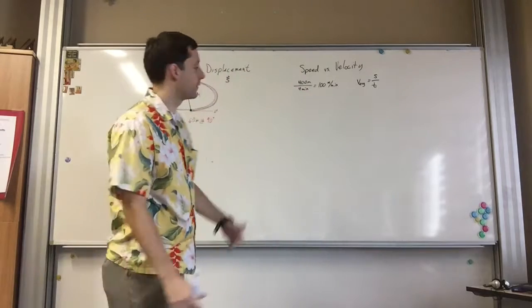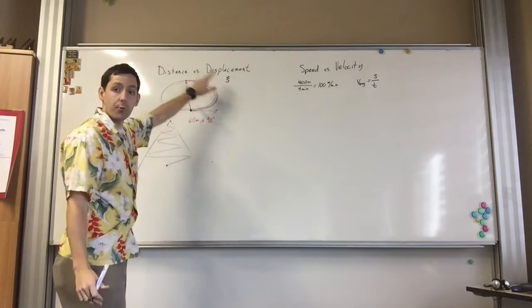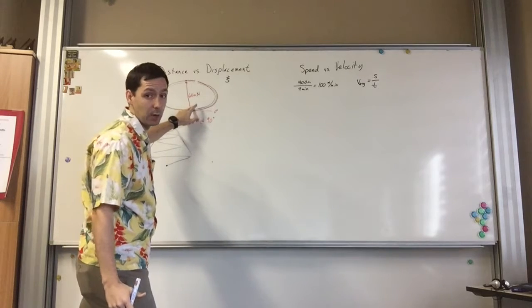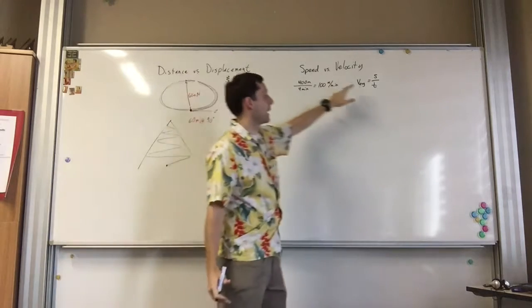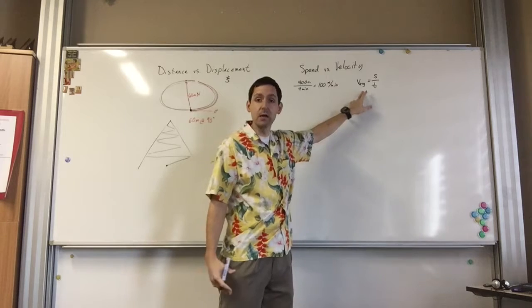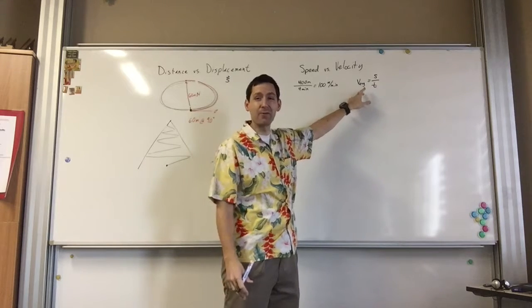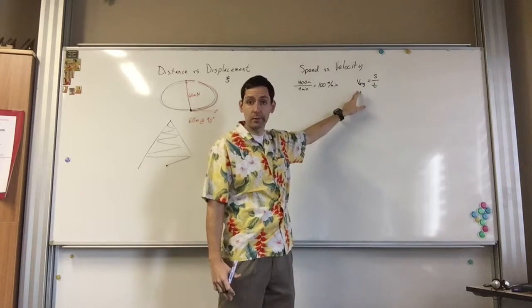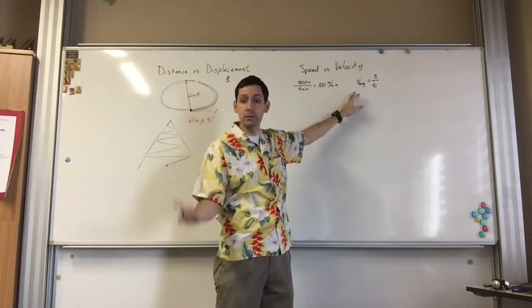Now, in the case of the track, if I were to run all the way around the track, we talked about if I go all the way around the track, my displacement is 0. And so if I were to find my average velocity for going all the way around the track, my average velocity would be 0 over 4 minutes, which would be 0.